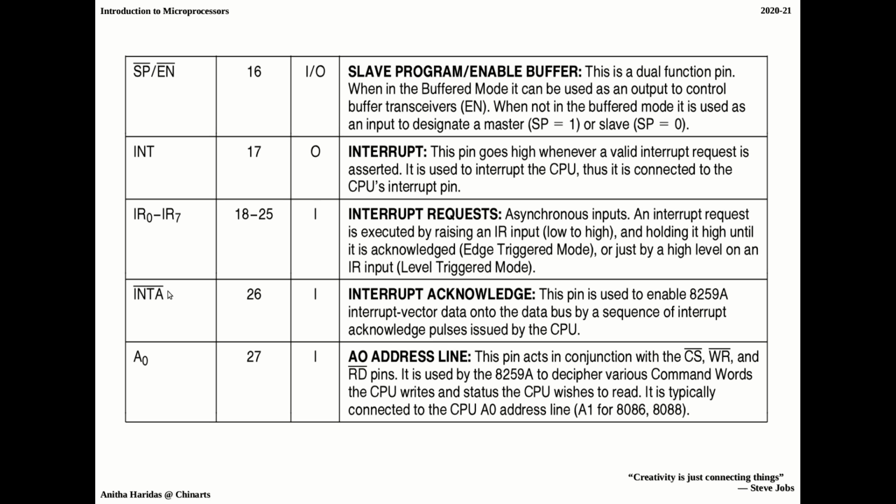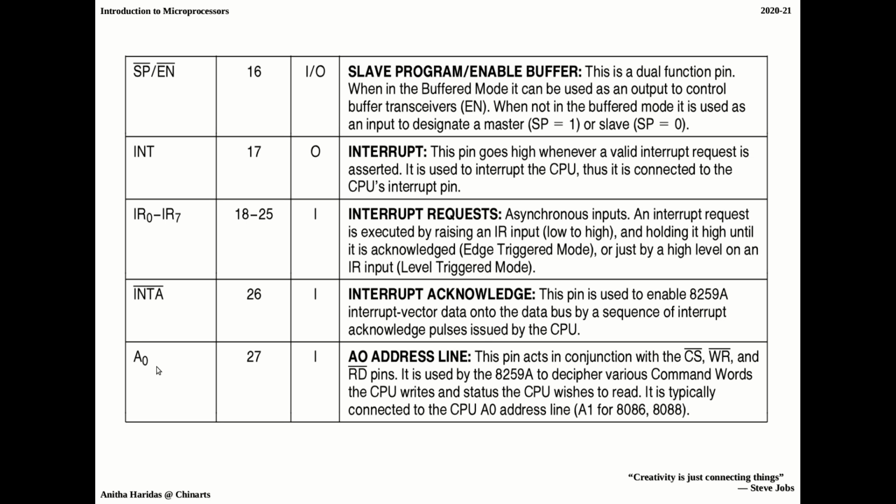Then we have another pin, interrupt acknowledgement. Obviously this pin is used to enable the 8259A interrupt vector data onto the data bus by a sequence of interrupt acknowledgement pulses issued by the CPU. For each interrupt acknowledge pulse, we have seen the sequence of events happening in the interrupt operation. For each pulse, it will be placing the call instruction, the low order byte, and the high order byte. So it's all being done by each interrupt acknowledgement pulse.